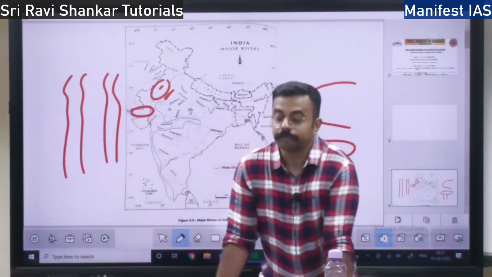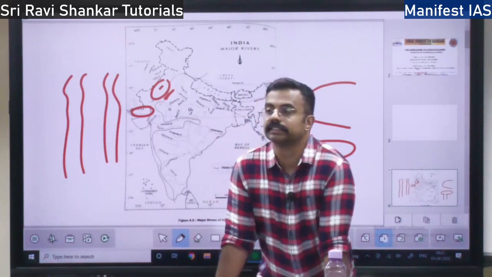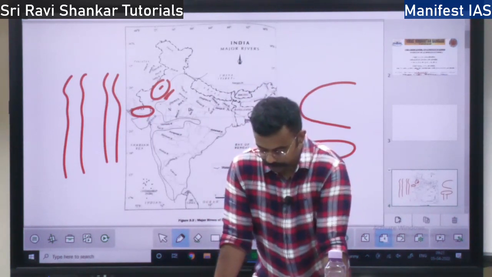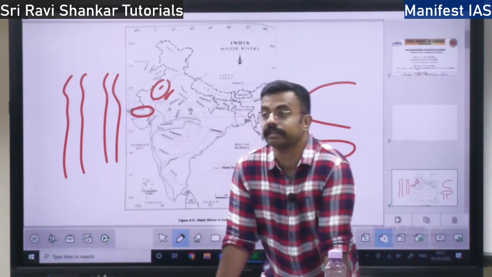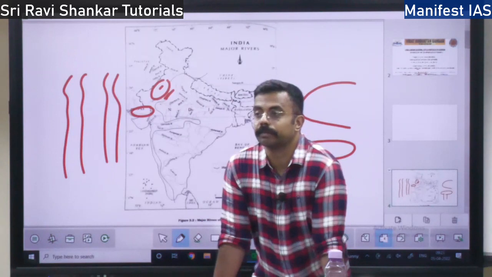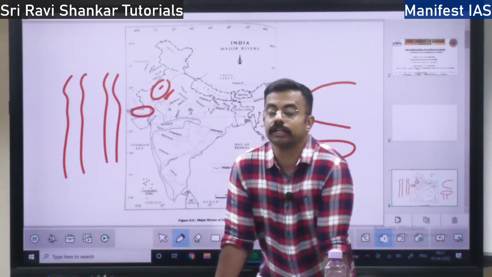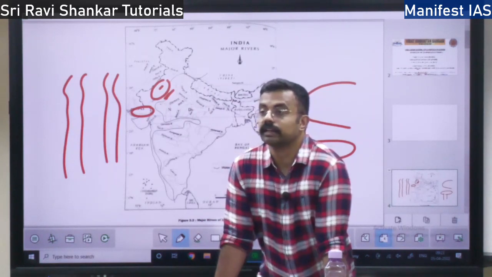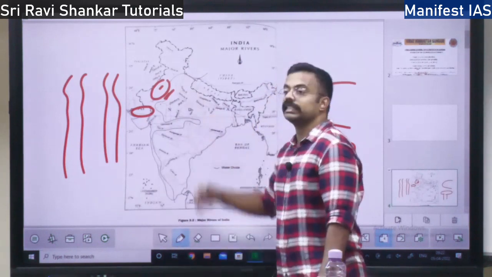So also you will find certain rivers in the desert. One of the rivers is the Looney River. These are ephemeral rivers. What do you mean by ephemeral rivers? They don't go and join the ocean. They will disappear within the desert itself.